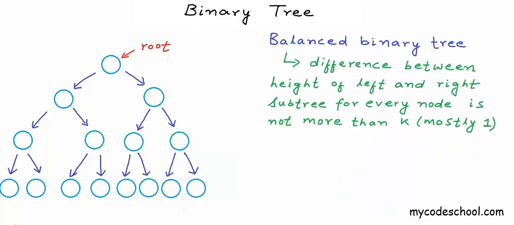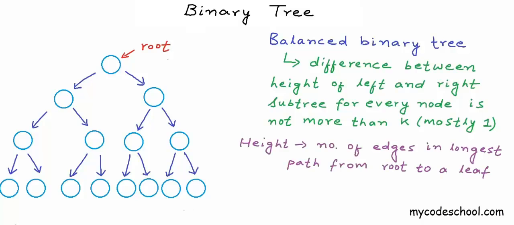We call a binary tree a balanced binary tree if for each node the difference between the height of the left and right subtree is not more than some number k. Mostly k would be 1. So we can say that for each node the difference between the height of the left and right subtree should not be more than 1. There is something that I want to talk about regarding the height of a tree.